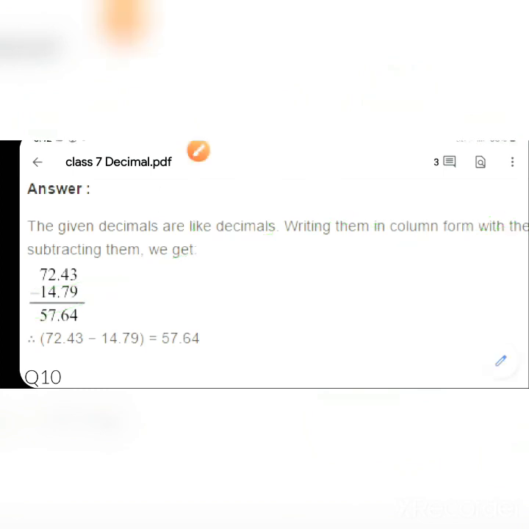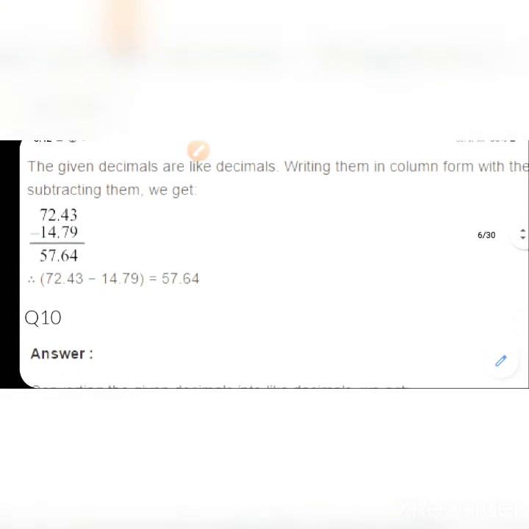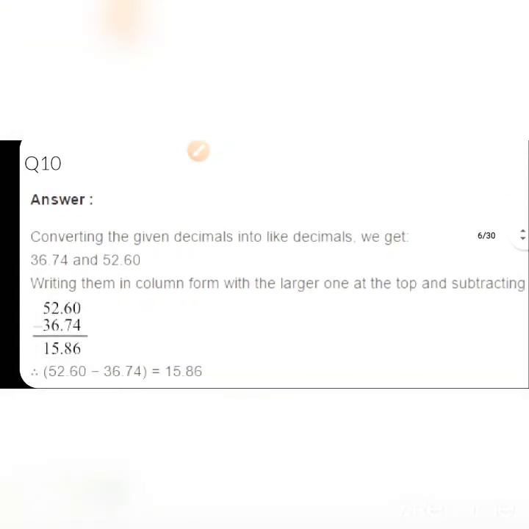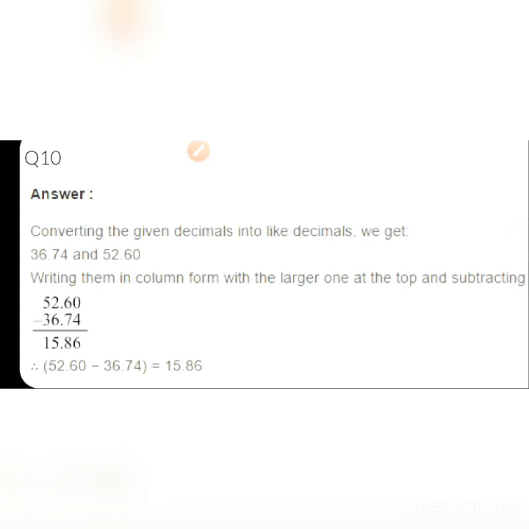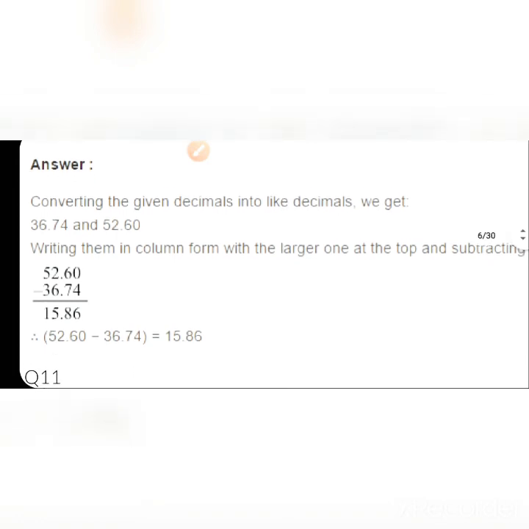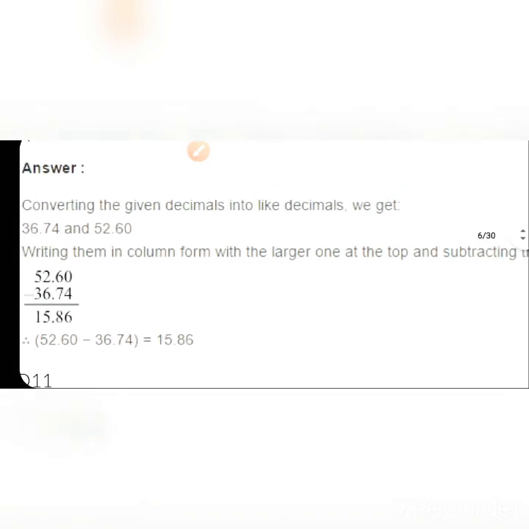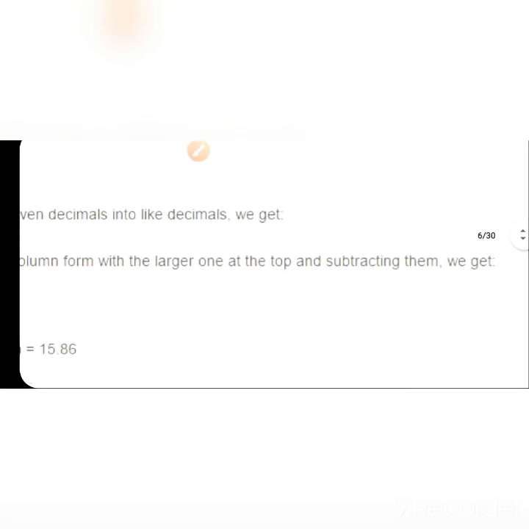In this way you have to move forward, and the rest of the questions would be done by you. First you need to convert them into like decimals if they are not like decimals. For example, this question was already in like decimals, so we didn't do anything to convert it. But in the other questions you might find numbers which are not like decimals. So it has been done for you. I'm showing you the solution. Try doing it yourself.